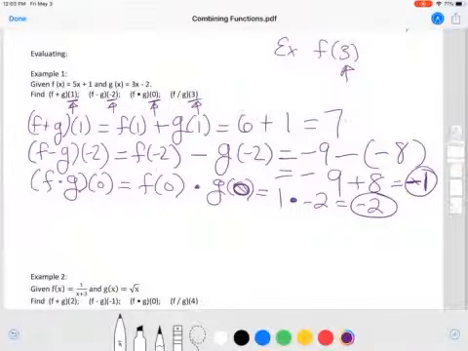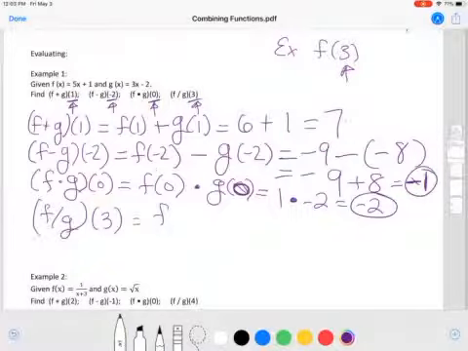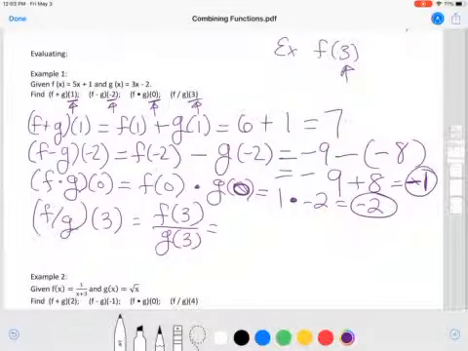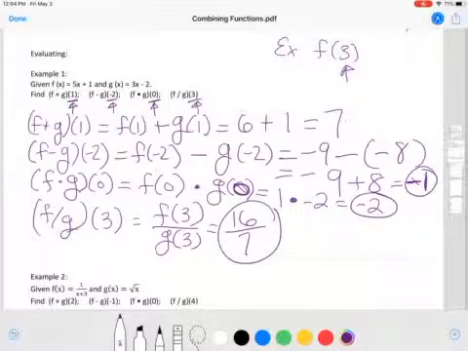Okay, last example for this, f divided by g of 3 means I'm going to find f of 3 and divide by g of 3. F of 3 means I'm going to take 3 and plug it into my f function, so that's going to give me a 16. And g of 3 means I'm going to take 3 and plug it into my g function, which is a 9 minus 2, which is a 7. So this is my f divided by g of 3.